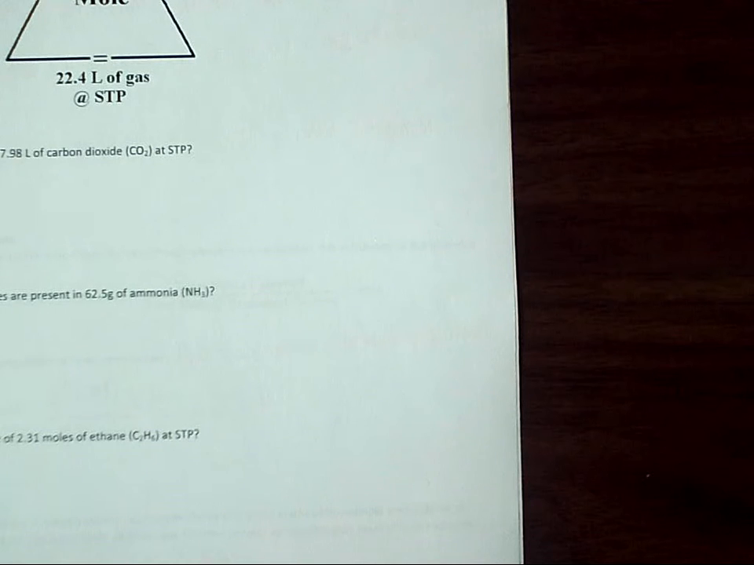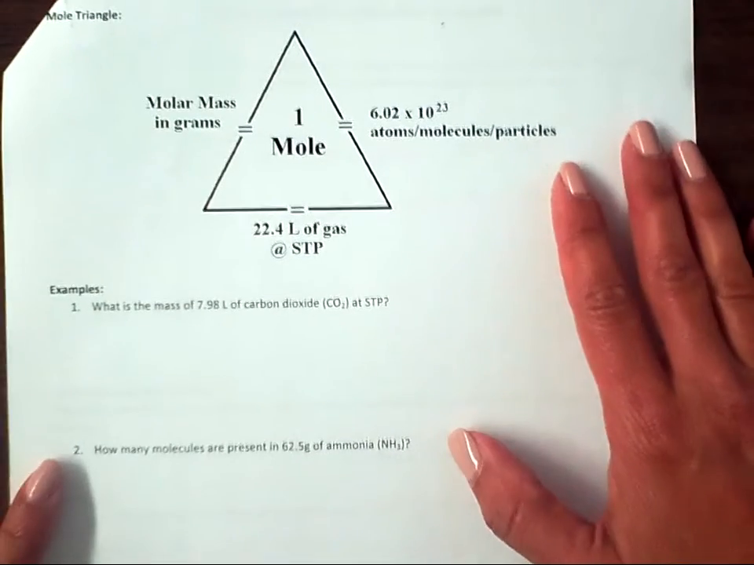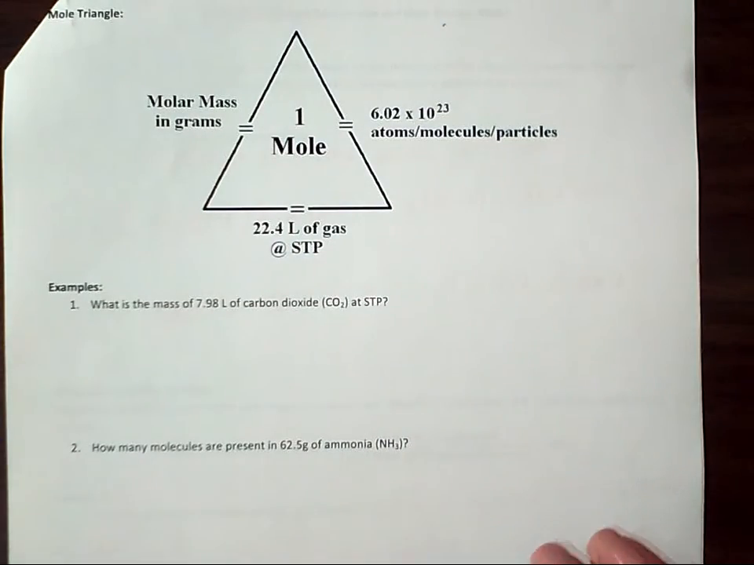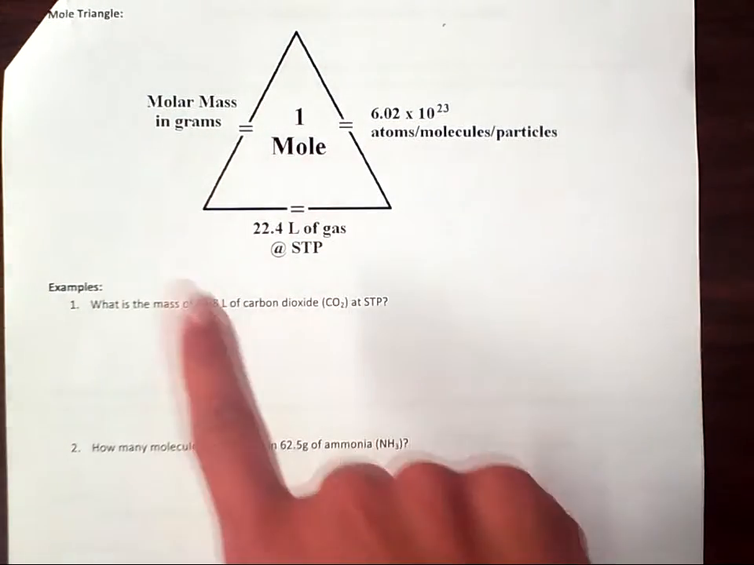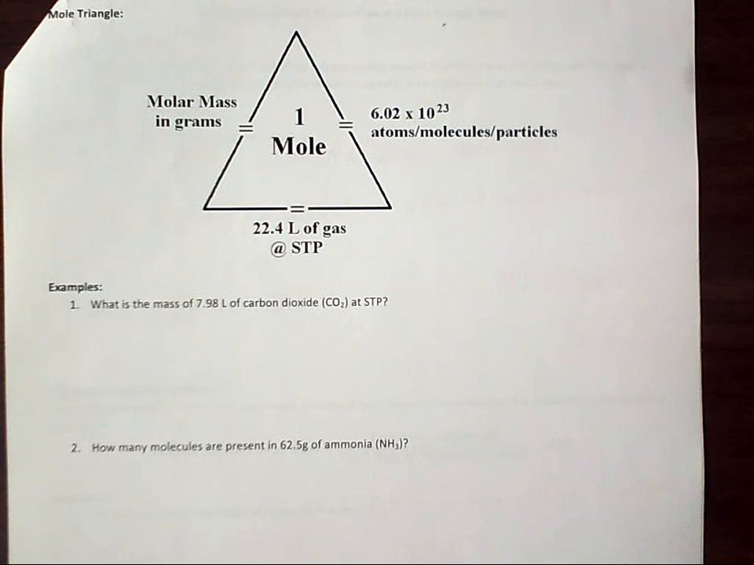Okay, so this chapter called The Mole is covered, most of it is covered today. We have the mole triangle. I want you to pay attention to what this triangle is saying. You will need to memorize this triangle exactly as it is written.